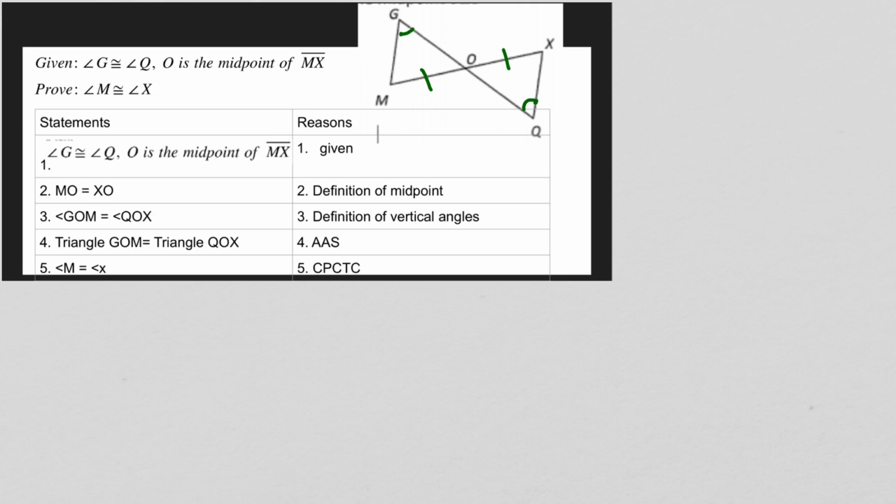So right now, I have an angle and a side in this picture. I need to figure out what else I could get visually now because I used all my givens. So the only other thing I see are vertical angles. So I name the two vertical angles, angle GOM and angle QOX. That's by the definition of vertical angles. And now if you look at the position of the angles, you have to be really careful. How are the two angles with the side there? Is it angle, angle, side, or is it angle, side, angle? It's definitely not the second one because the side is not between the two angles, so it's AAS. And then finally, since I've gotten the two triangles congruent, now I can say in my last statement that angle M is equal to angle X by CPCTC.